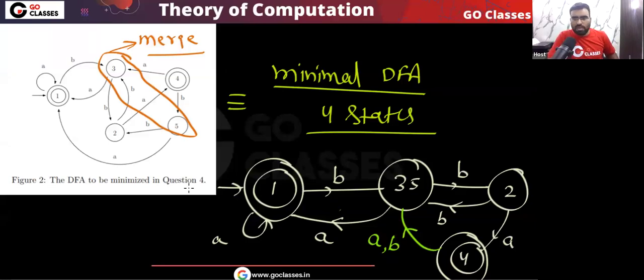So this is your minimal DFA. I hope you understood. There will be 4 states in the minimal DFA. This method is very nice, using the definition of distinguishable states and equivalent states. Now, can you apply the Hopcroft algorithm? Let's apply the Hopcroft algorithm, method number 2.